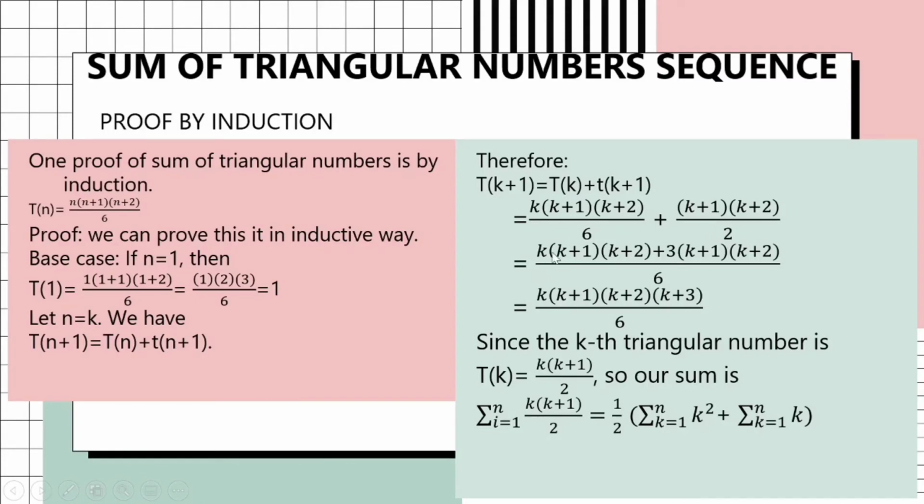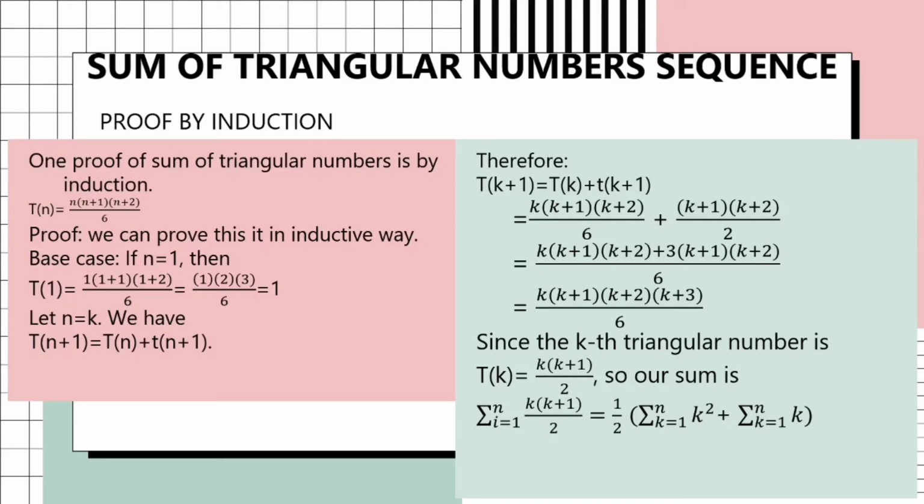So evaluate this. We have k multiplied by k plus 1 multiplied by k plus 2 plus 3 multiplied by k plus 1 multiplied by k plus 2 all over 6, which is equal to k multiplied by k plus 1 multiplied by k plus 2 multiplied by k plus 3, all over 6. Since the kth triangular number is Tk is equal to k multiplied by k plus 1 divided by 2.